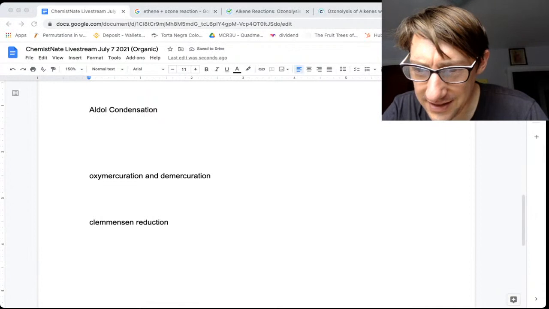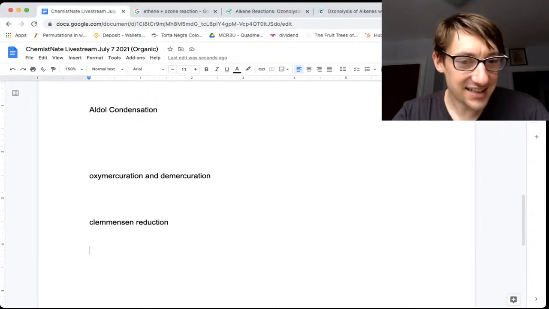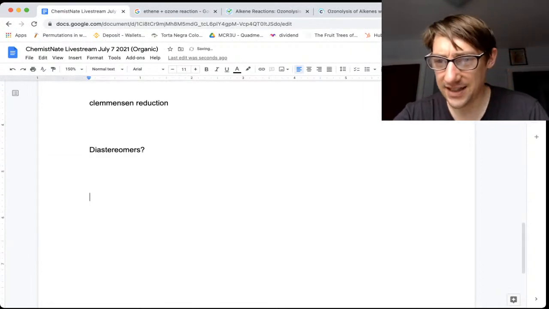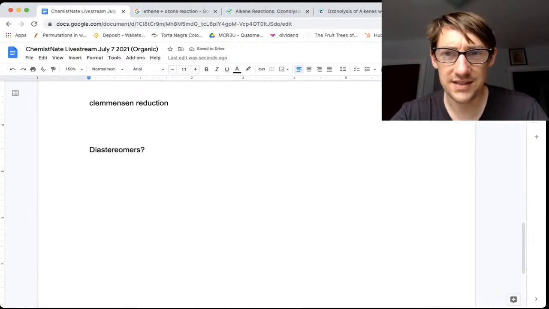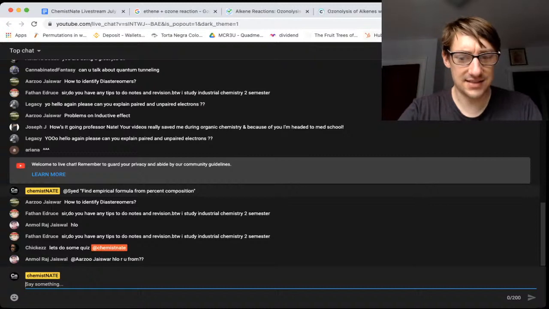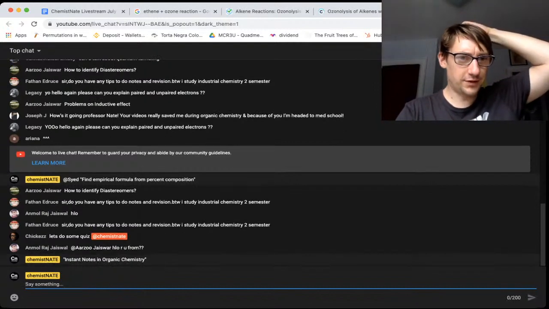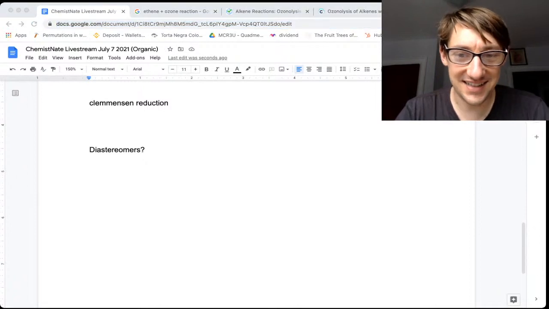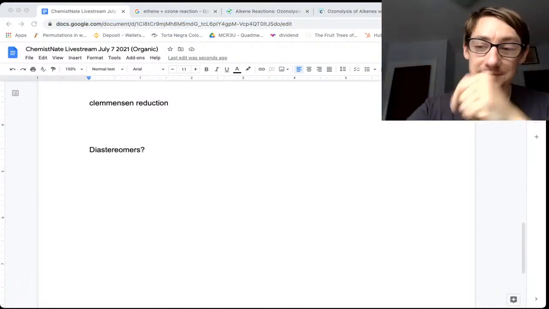Stereoisomers. Do I have any tips to do notes and revision? Not exactly. I did not do so well in organic chemistry, but my favorite textbook for this is called Instant Notes in Organic Chemistry. I just found it to be very useful. That's not an affiliate link. In fact, it's not a link at all. And you could probably find it for free online, but you're not supposed to.